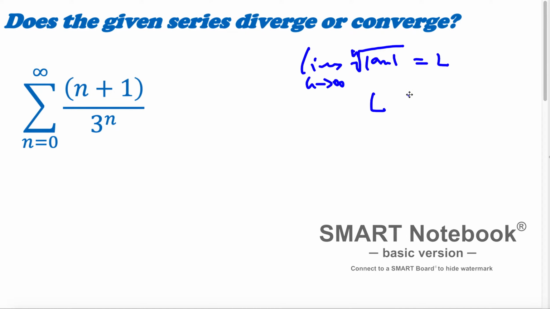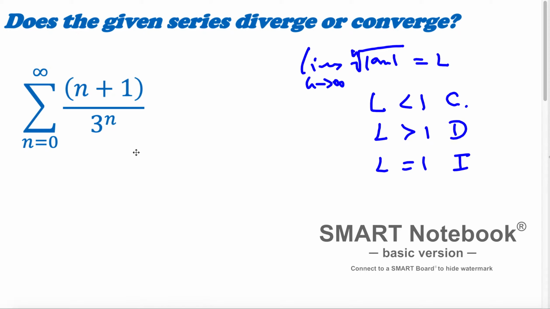If L is less than 1, it means that the series is going to converge absolutely. But if L is greater than 1, the series is going to diverge. If L is equal to 1, the series is inconclusive according to this test.